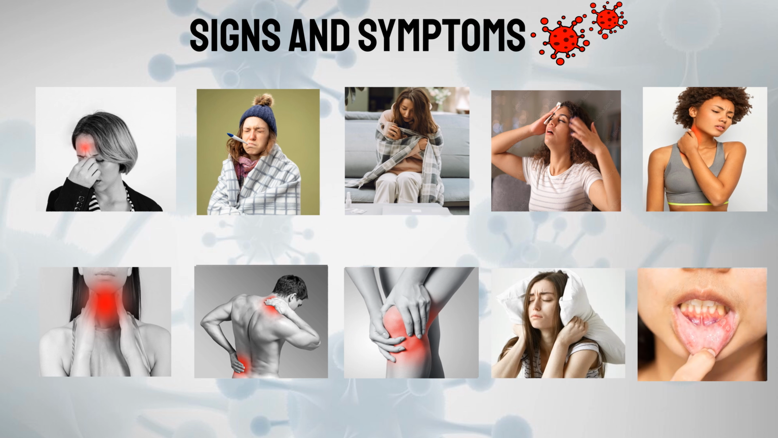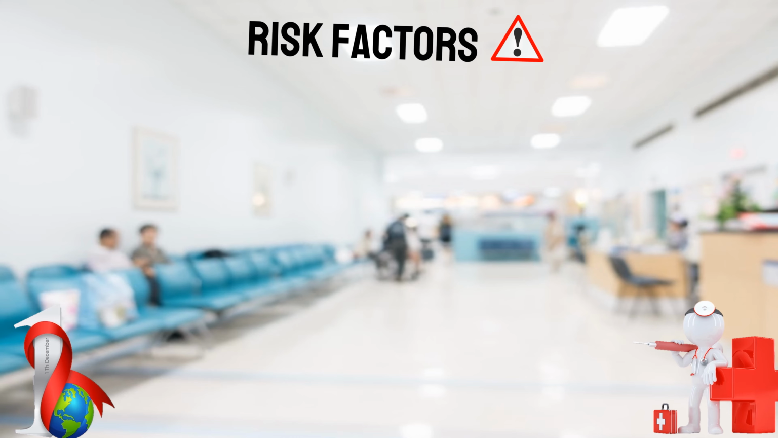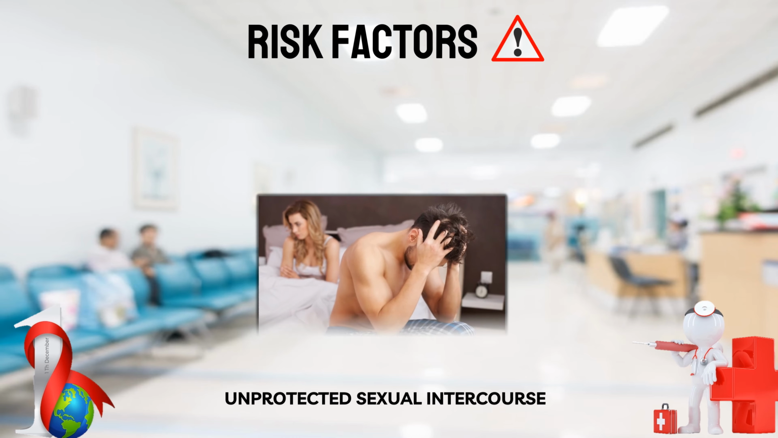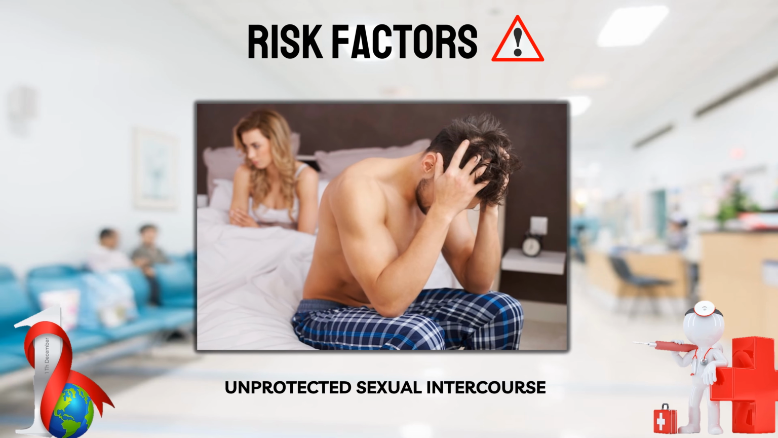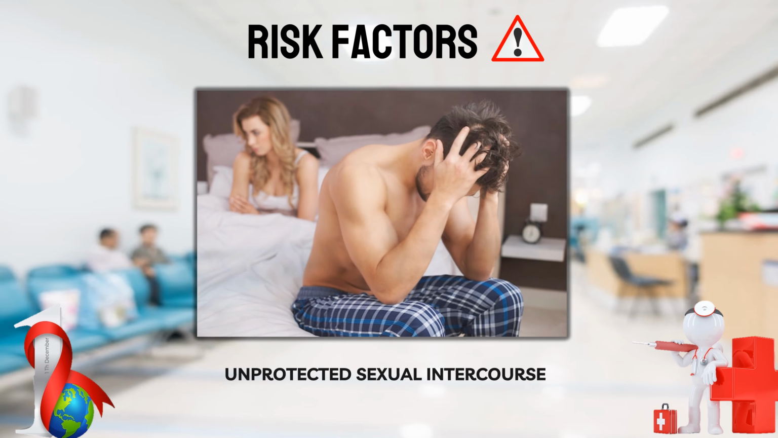After the initial symptoms, some individuals may not experience any noticeable symptoms for several years, even though the virus is actively replicating in their bodies. Several factors increase the risk of HIV transmission. These include unprotected sexual intercourse. Engaging in vaginal, anal, or oral sex without using condoms or other barrier methods can increase the risk of HIV transmission, especially if one of the partners is HIV positive.